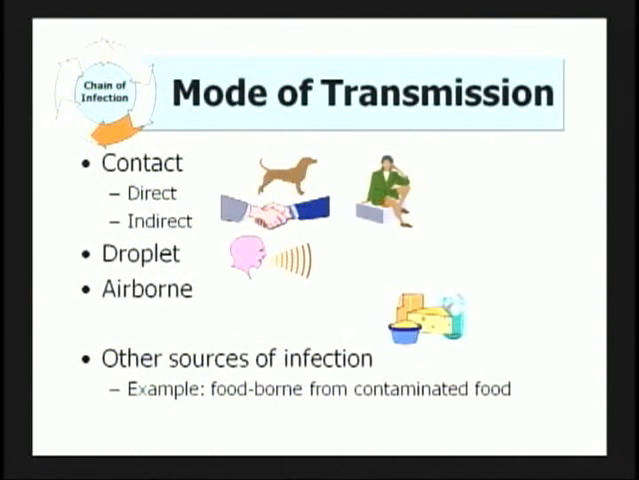Indirect might be the surface around that resident. Let's say the bed rails on their bed are contaminated with microbes. The healthcare worker comes in to do some activities of daily living with the resident. They touch the bed rail, don't use hand hygiene, then go to another resident. That would be a mode of transmission of indirect contact.